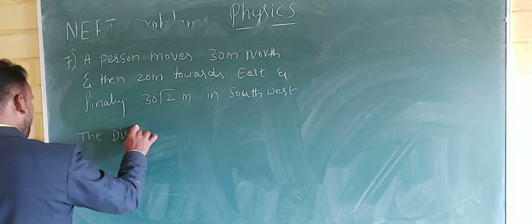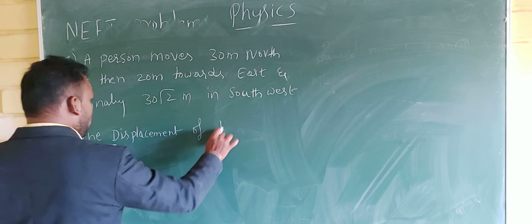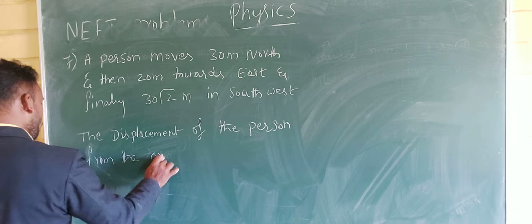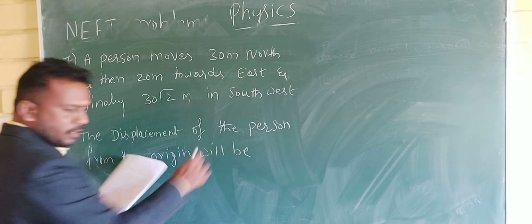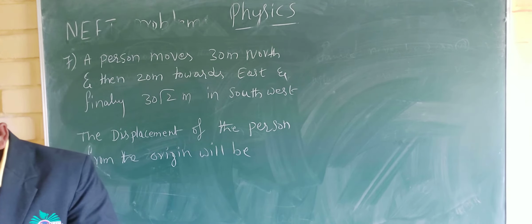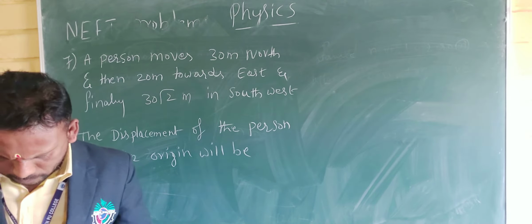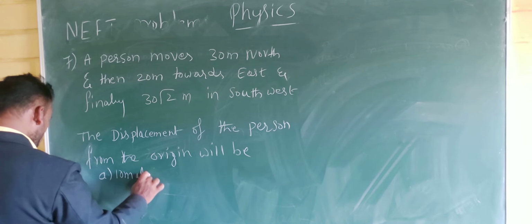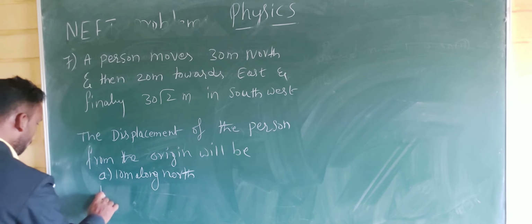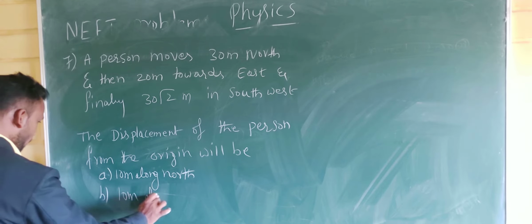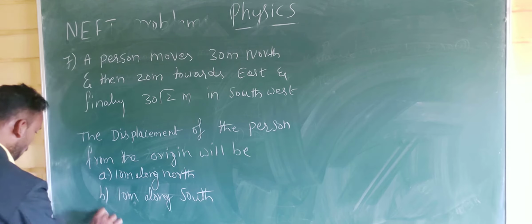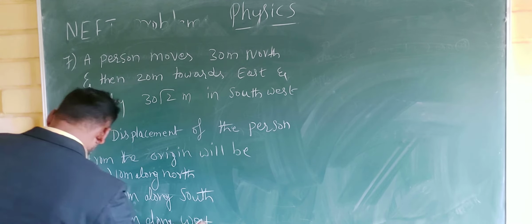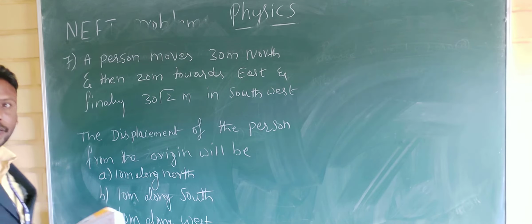The displacement of the person from the origin will be: option A, 10 meter along north; option B, 10 meter along south; option C, 10 meter along west; option D, 0.